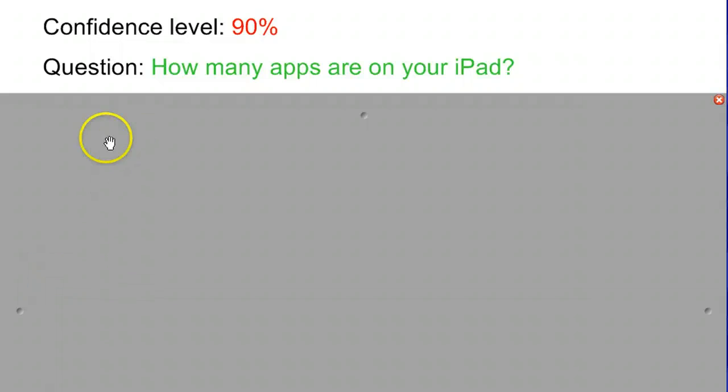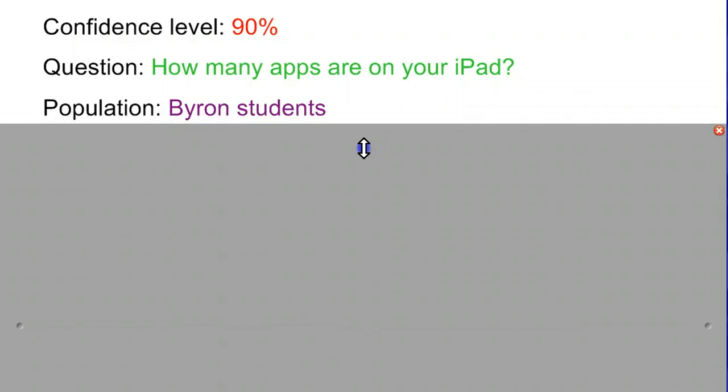And one last example here. We have a 90% confidence level, and our question is how many apps are on your iPad? Now that question is being asked of Byron students, so that is the population of interest. Our sample will be some subset of Byron students, just a few of them, but our population, the group that we're trying to study, is all Byron students.